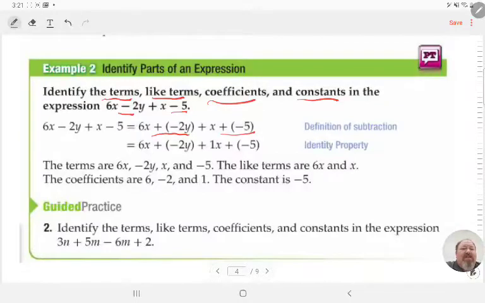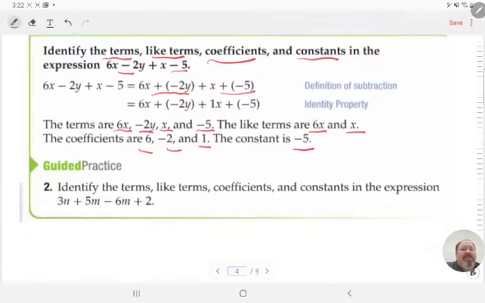And don't forget, the x is really a 1x. So I would list the terms: 6x, negative 2y, x, and negative 5. Those are my 4 terms from that expression. Now my like terms, I would list 6x and x. That's my only 2 like terms. Then my coefficients are the numbers in front of the variables, or in front of the letters. So I have 6, negative 2, and 1. And then my constant is negative 5. That's the term without a variable.